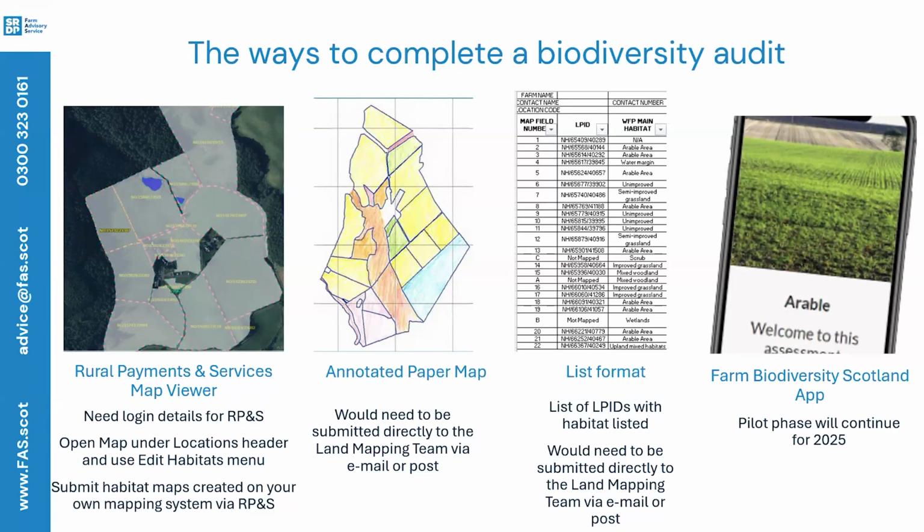The final method is using the Farm Biodiversity Scotland app. The app is still in pilot for 2025, and we'll hear more details on that from the NatureScot team further into the webinar. So I'm going to stop sharing at this point, and I'm going to invite Neil, Stephen, and Wayne Bowden from the land mapping team to share their screen. They're going to be the next section of our webinar.